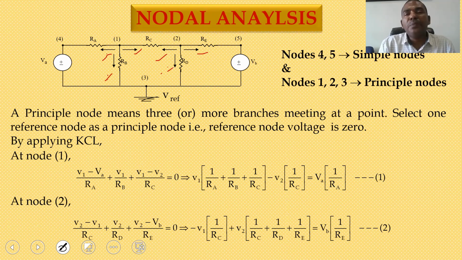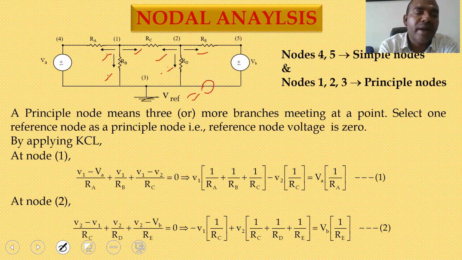Then one of the principal nodes must be considered as a reference node. So here the node 3 at the bottom side I am connecting as a reference node. This reference node voltage must always be 0 because it is grounded.